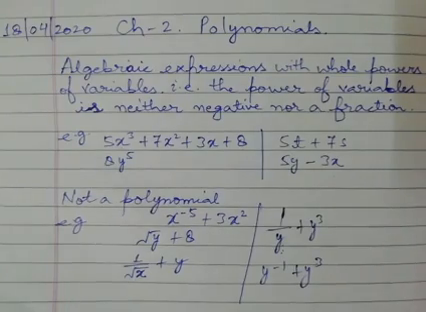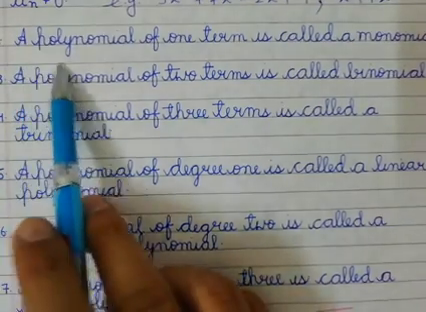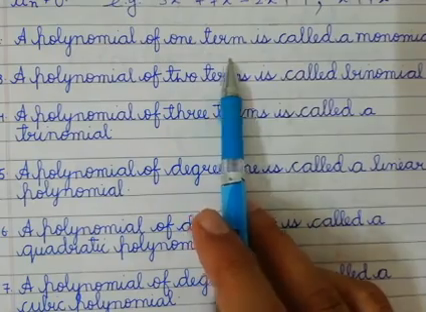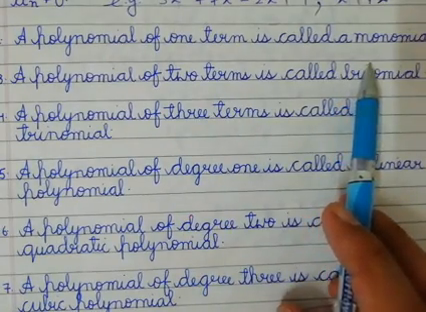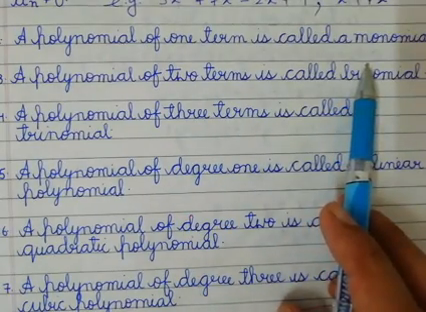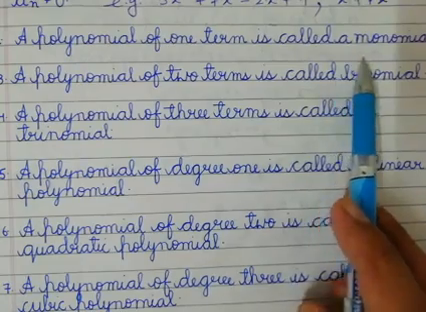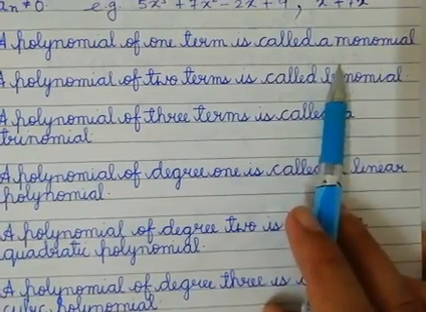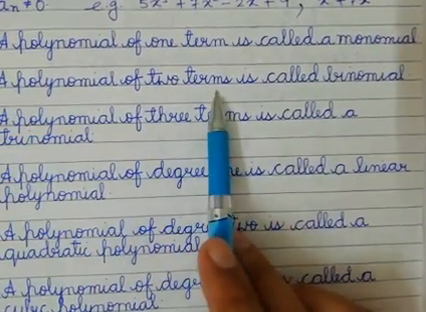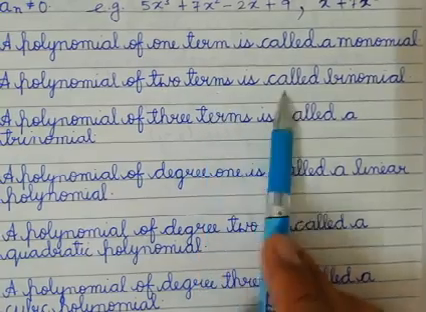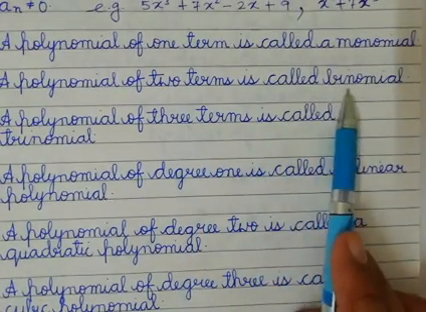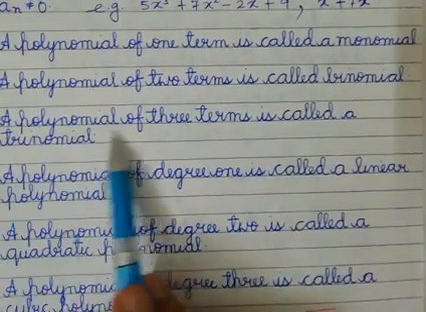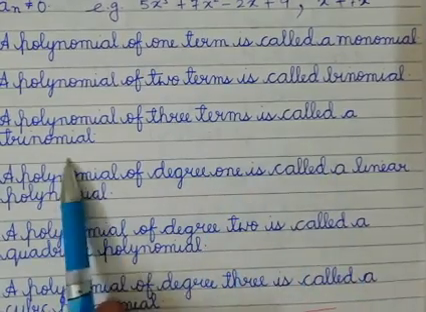Now understand some points. A polynomial of one term is called a monomial, in which only one term is there. Mono means one. A polynomial of two terms is called a binomial. Bi means two. A polynomial of three terms is called a trinomial.